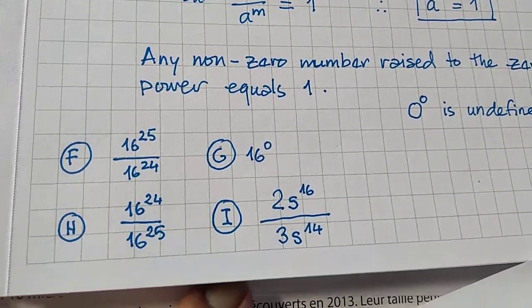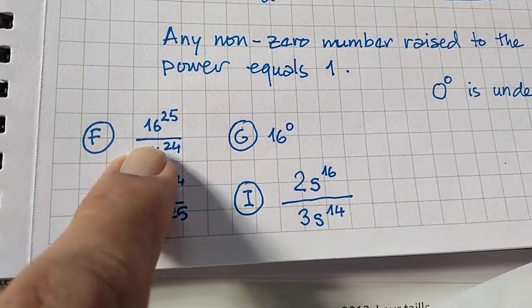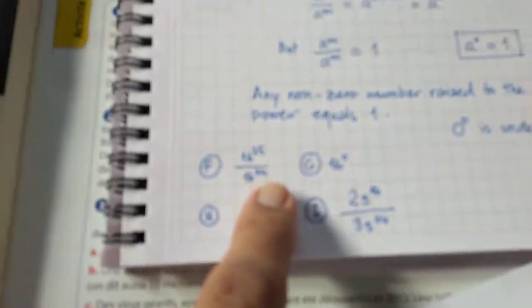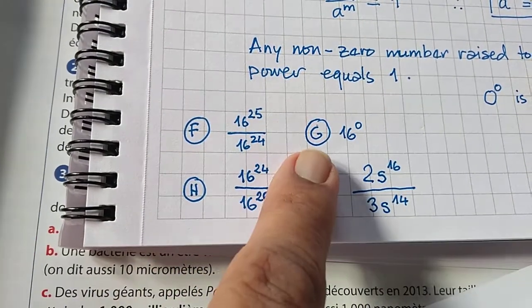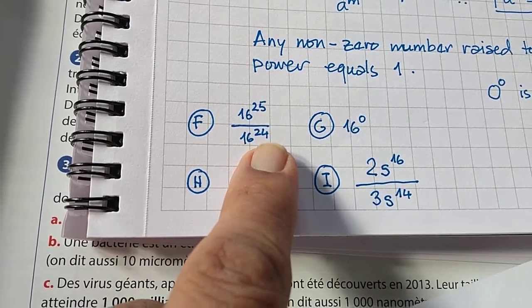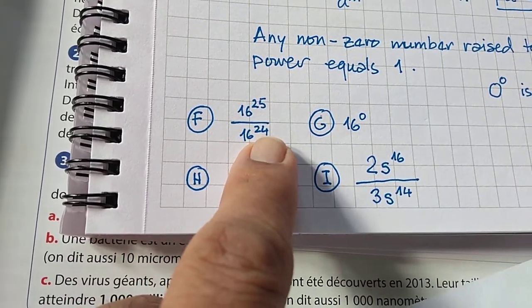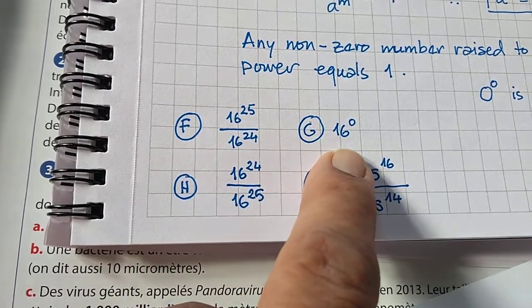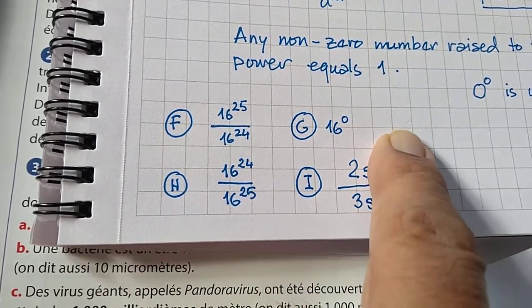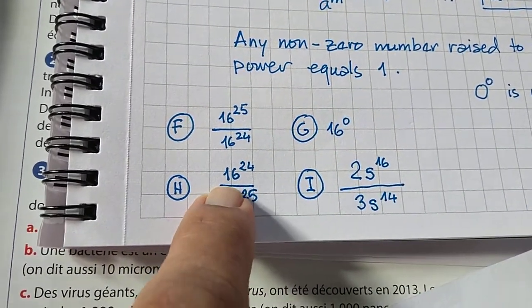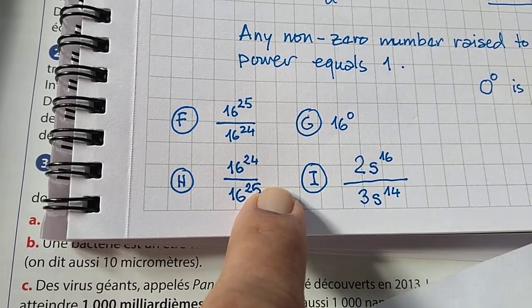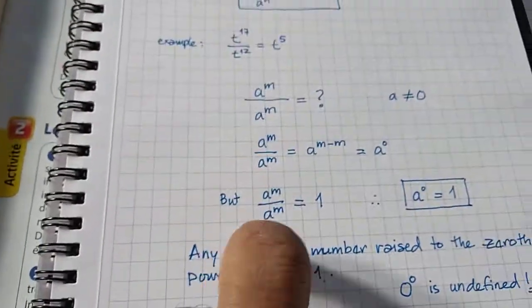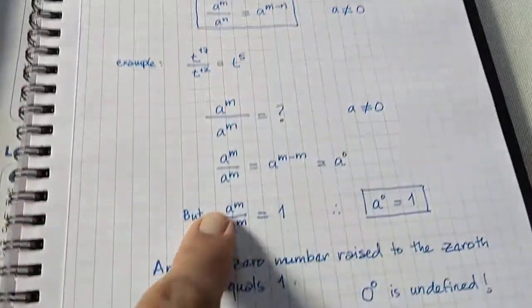So now I give you 4 more problems. 16 to the power 25 divided by 16 to the power 24. Again, all of these you have to simplify. You don't have to actually plug them into your calculator and give me the number. That's all. Only 16. 16 to the power 0 is equal to how much? 16 to the power 24 divided by 16 to the power 25 is equal to how much?